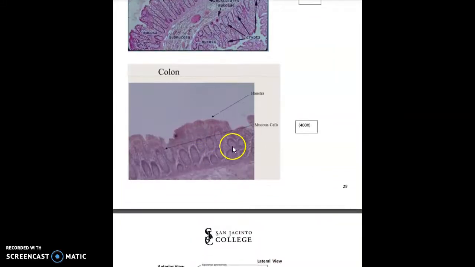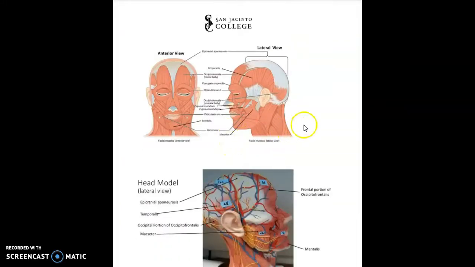Remember the colon, the goblet cells. And regarding the muscles, guys, we're going to have a lot of muscles. We're going to have muscles from the head, from the neck, from the limbs, and the thorax and abdomen. Remember, for example, this is going to be the occipitofrontalis, and this is the frontal belly, and this is the occipital belly, and this part is not a muscle. This part is an aponeurosis. Remember that.